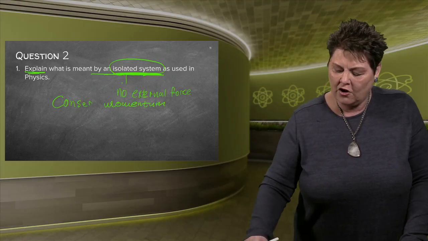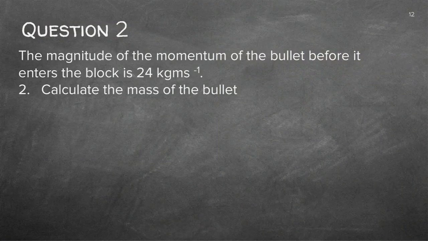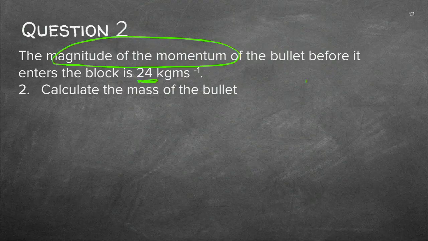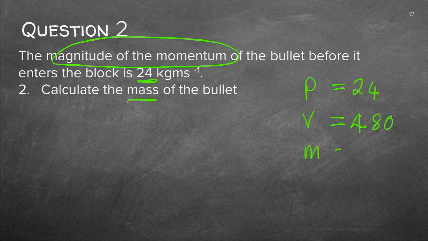The question they ask me after this is, the magnitude of the momentum is given to you. So they give me the momentum as 24. What is the mass? But what you do know is the velocity you already have given to you as 480. They now want you to give them a calculation to provide them with the answer for the math.